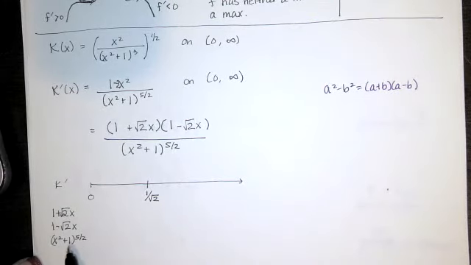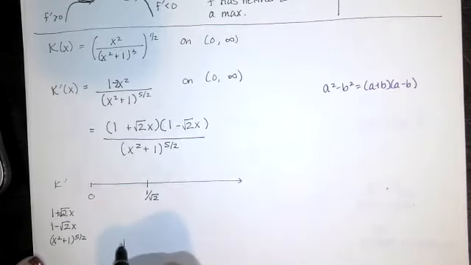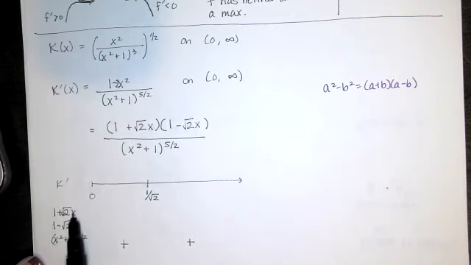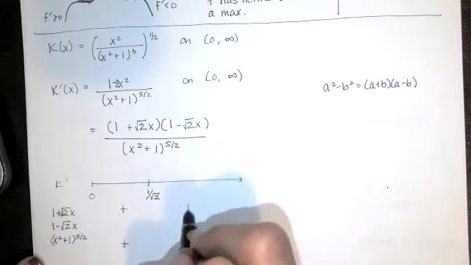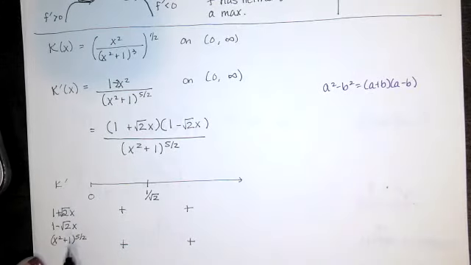If I square it and add 1 to it, I'm going to get a number that's greater than or equal to 1. So I'll take that number and raise it to the 5 halves. That'll definitely be positive. Now, if x is positive, then I multiply it by the square root of 2 and add 1, it'll still be positive. So the sign of k prime is entirely determined by the sign of this factor.